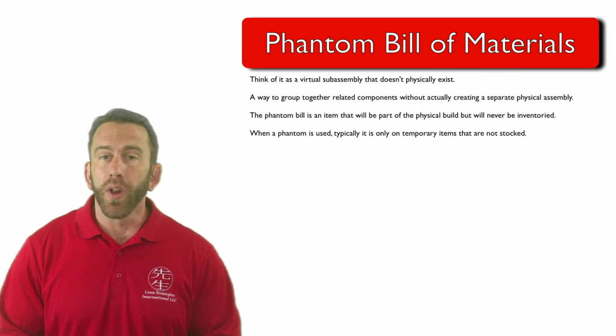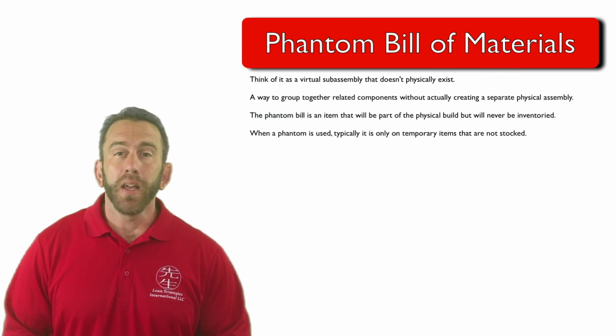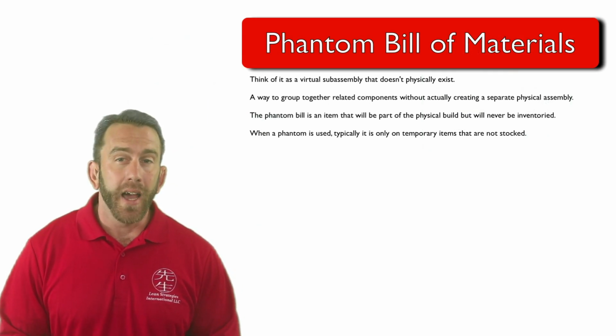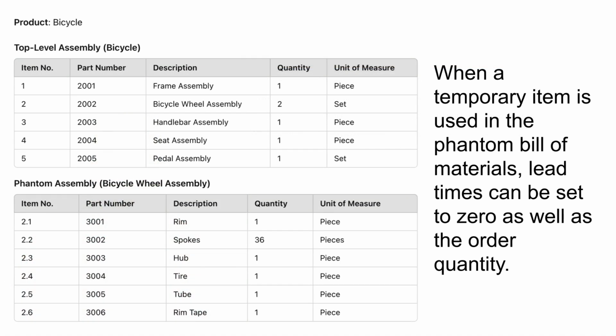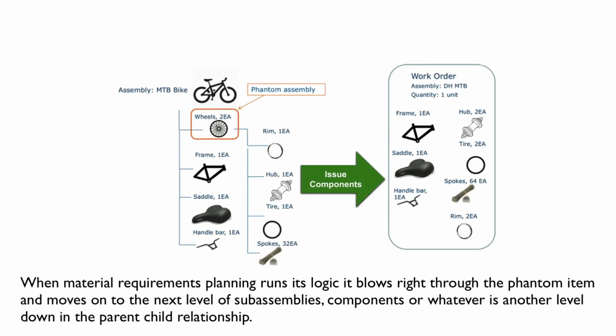For this reason, when a phantom is used, typically it is only on temporary items that are not stocked. When a temporary item is used in the phantom bill of materials, lead times can be set to 0, as well as the order quantity. As such, when material requirements planning runs its logic, it blows right through the phantom item and moves on to the next level of subassemblies, components, or whatever is another level down in the parent-child relationship.